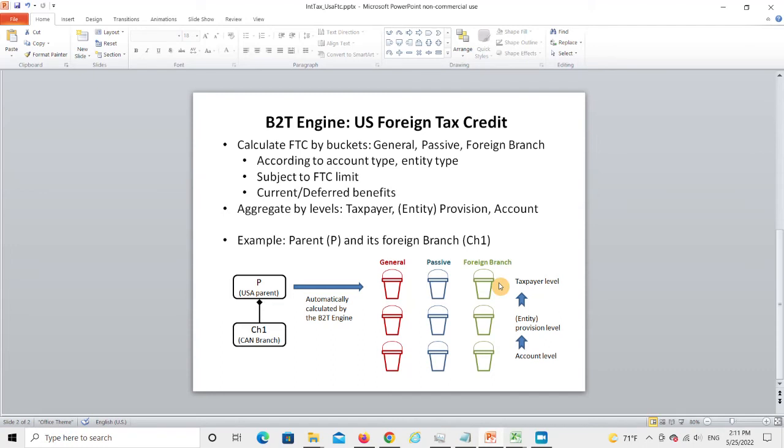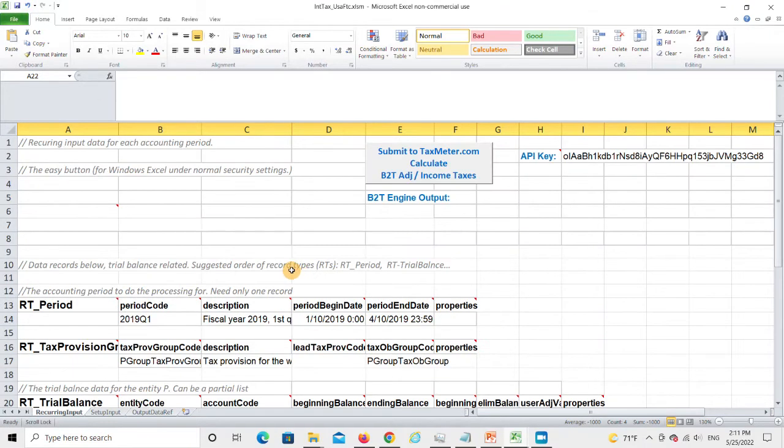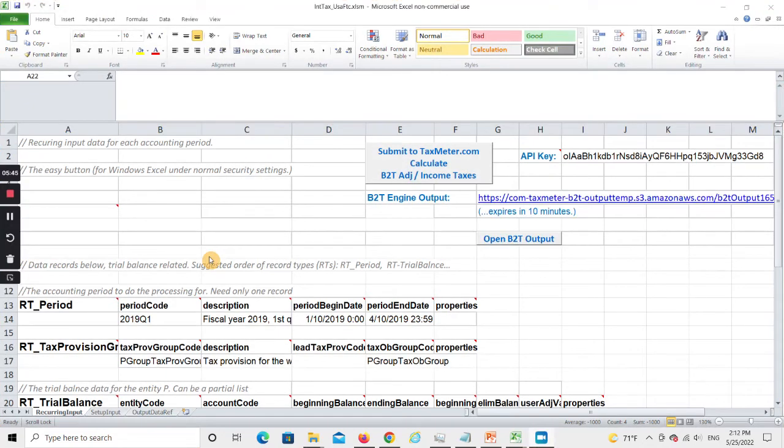So let's go back to the input file. So here's the input file. We save it, and we are going to submit it to the B2T engine using this easy button. The engine appears to be starting cold, so it may take 20-30 seconds to warm up. So it's done. Let's open the output file.